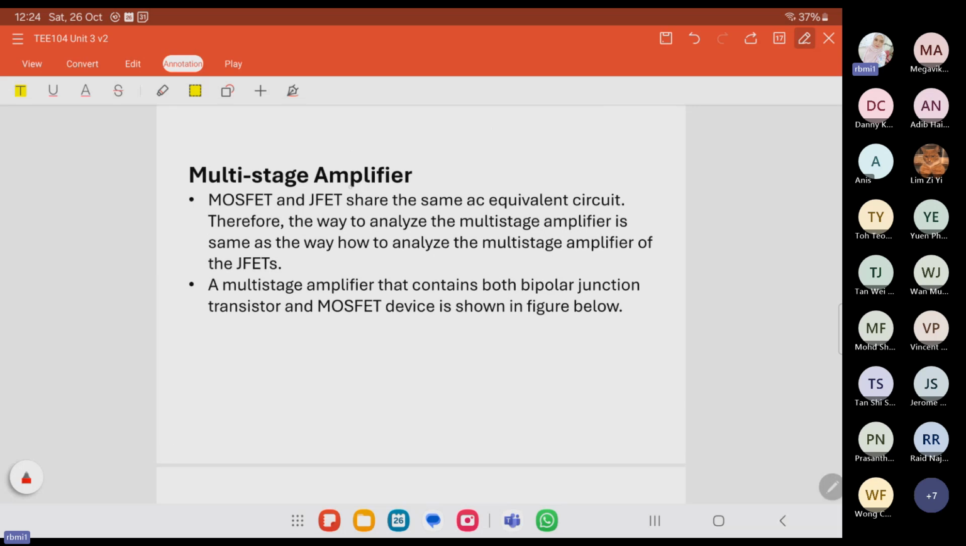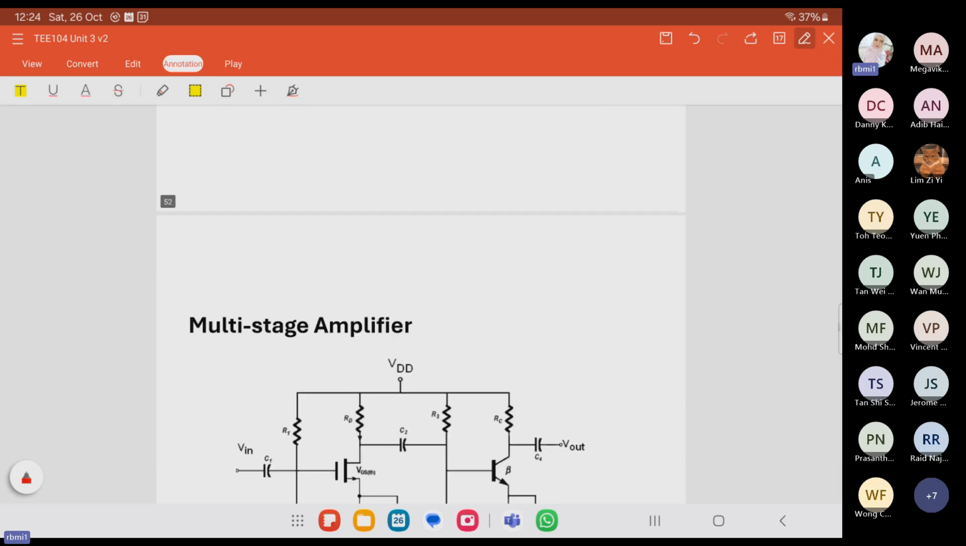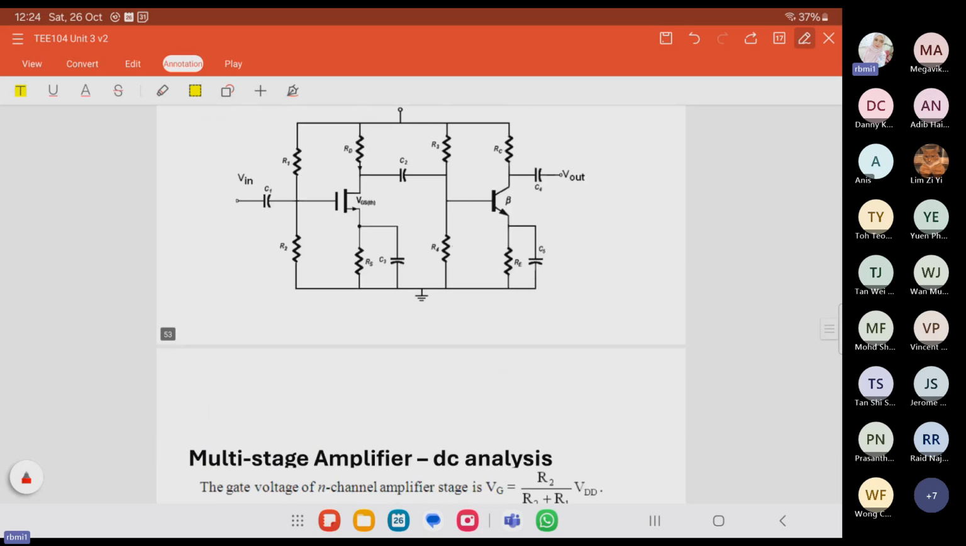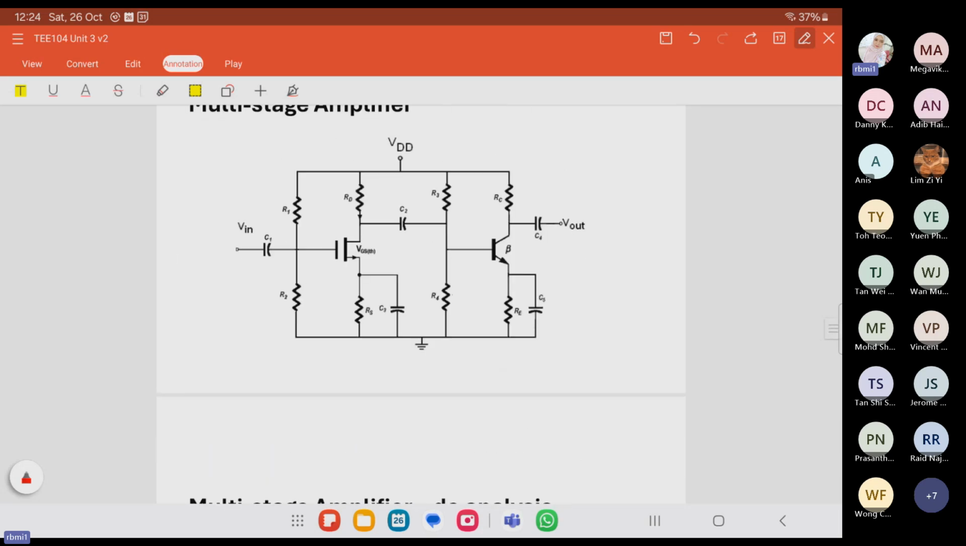Meaning that in the circuit we have two transistors. For example, this multi-stage amplifier, we call it the BiMOS amplifier because we have the BJT with the MOSFET. MOSFET is at the first stage, BJT at the second stage. This is the cascaded BiMOS amplifier circuit. This is the first stage, this is the second stage.